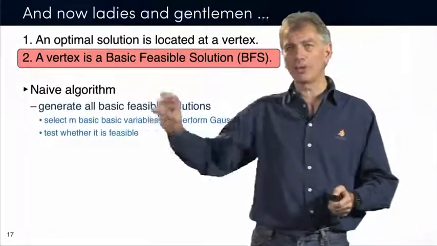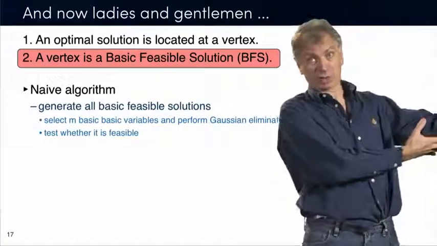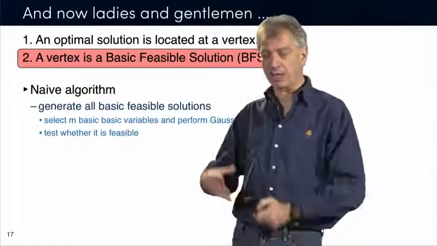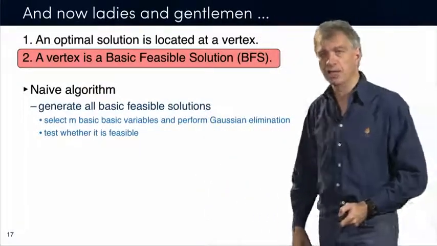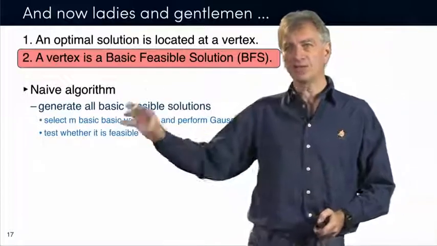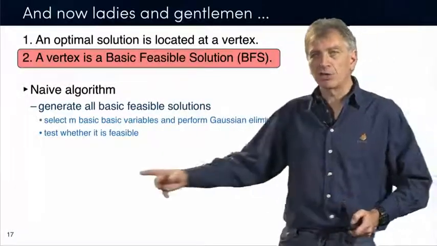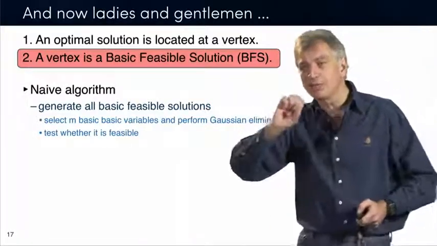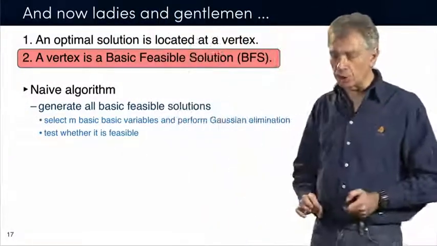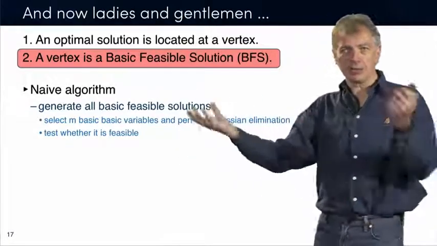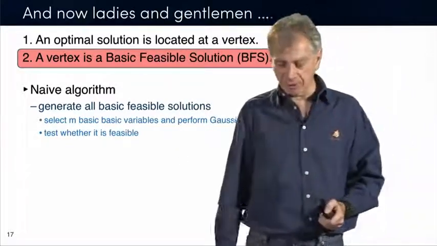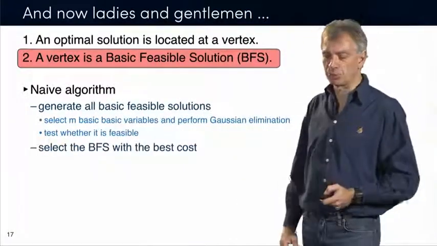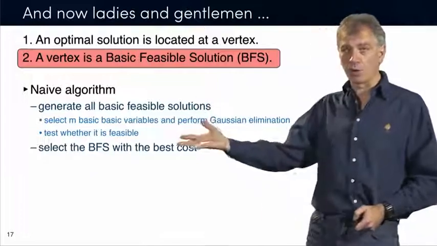So you generate all the basic feasible solutions. How do you do that? Well, that's just what I explained to you, right? You isolate m variables, you express them in terms of the non-basic variables, and then you perform Gaussian elimination, and then you can test if this is feasible. If it is feasible, you have a basic feasible solution. So I have now this naive algorithm that you can implement on a computer, which basically generates all these basic feasible solutions, and for every one of them, you can compute the value of the objective function, obviously. You essentially plug the values that are in that solution, and then you select the one which has the best cost.